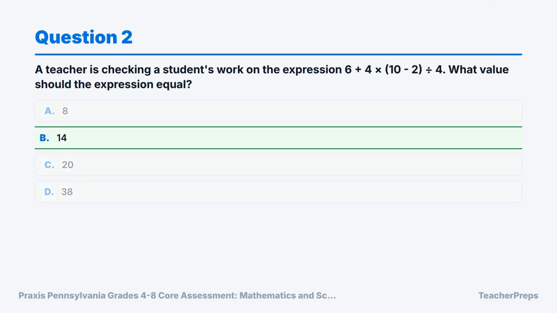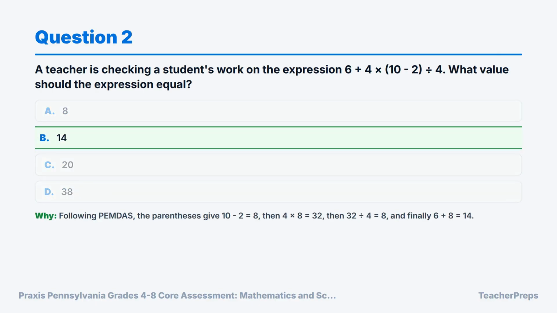The correct answer is B, 14. Following PEMDAS, the parentheses give 10 minus 2 is equal to 8, then 4 times 8 is equal to 32, then 32 divided by 4 is equal to 8, and finally 6 plus 8 is equal to 14.